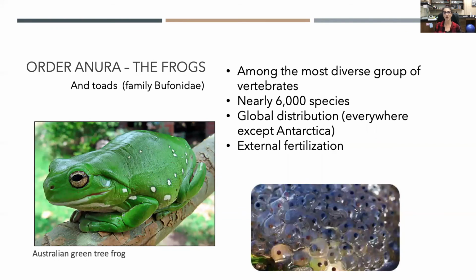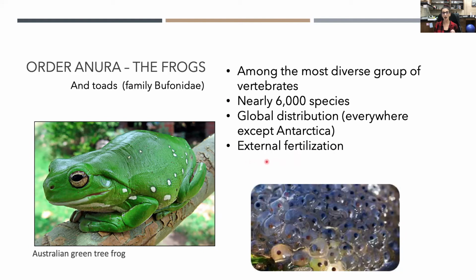Next, we have the order Anura. This contains our frogs and also the toads, which are a specific family within the Anura called the Bufonidae. Okay, the frogs, the Anurans, represent the most diverse group of vertebrates on Earth. They have nearly 6,000 species and a global distribution. So our Anuran friends are found everywhere on Earth except for Antarctica. Here's a cute picture of an Australian green tree frog.